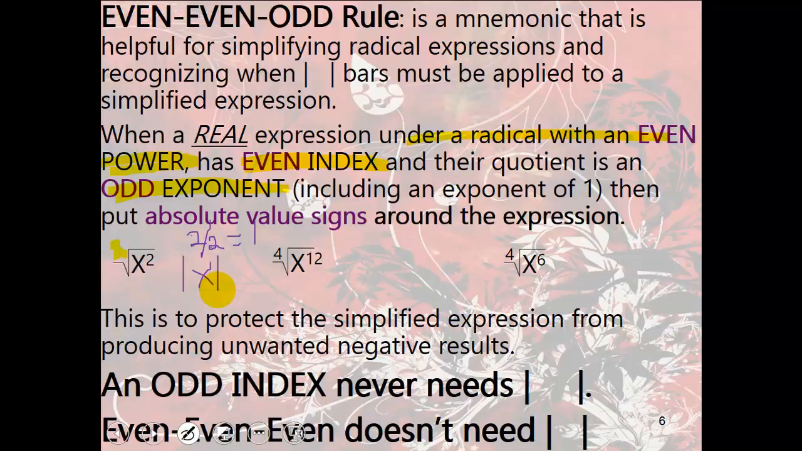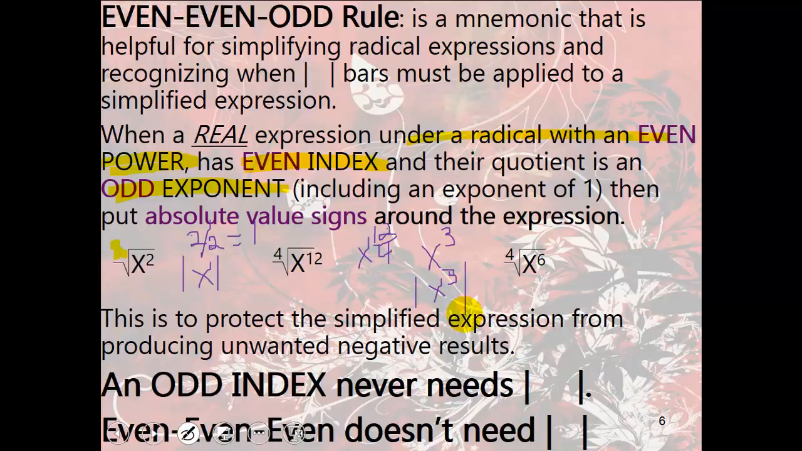It doesn't matter when you have an even result, because if you plugged in a negative, raising it to an even power would change it to positive. So in this particular case, if we have x to the 12 divided by 4, we're going to get x cubed, even, odd. So we have to put that in absolute value.